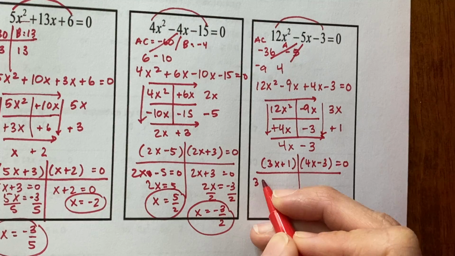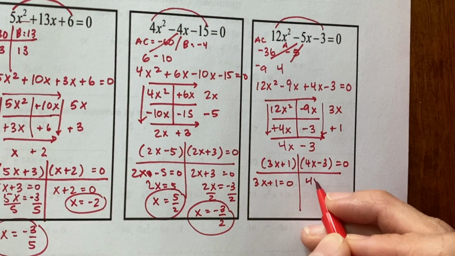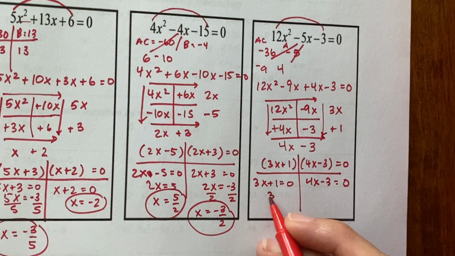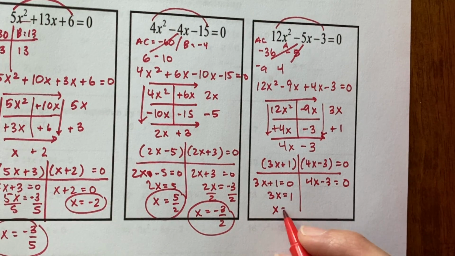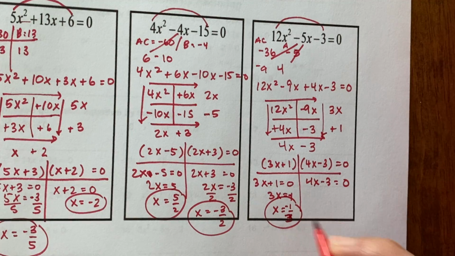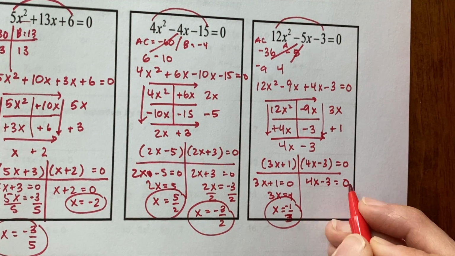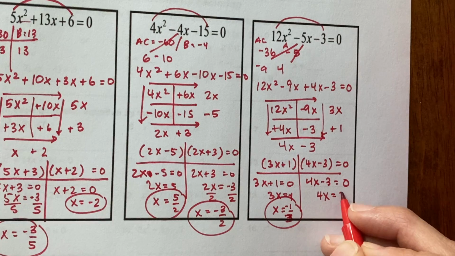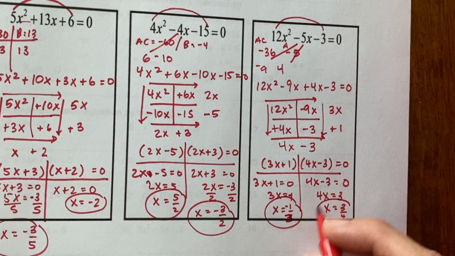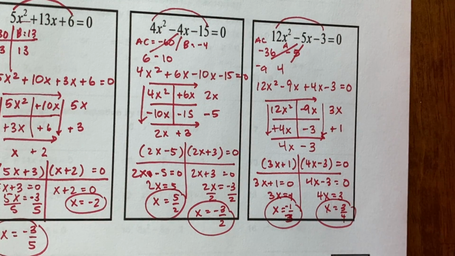And again, set these equal to 0 and solve. So I'm going to subtract 1 from both sides. So I get 3x equals 1. Oops, sorry, 3x would equal negative 1. X equals negative 1/3. And then on this one, I would add 3 to both sides. So I get 4x equals 3. Divide both sides by 4. So x equals 3 over 4. I know it looks like a lot of work. These are the longest ones in terms of factoring.